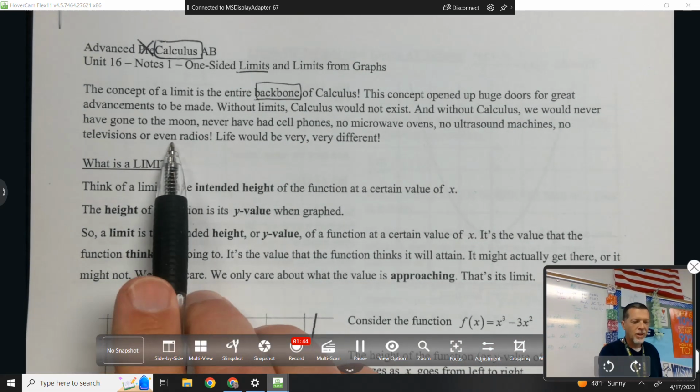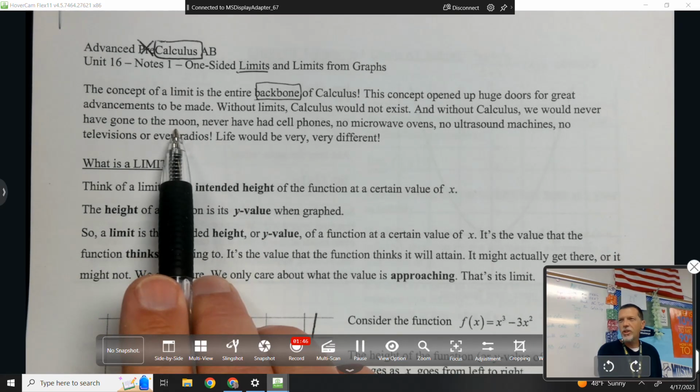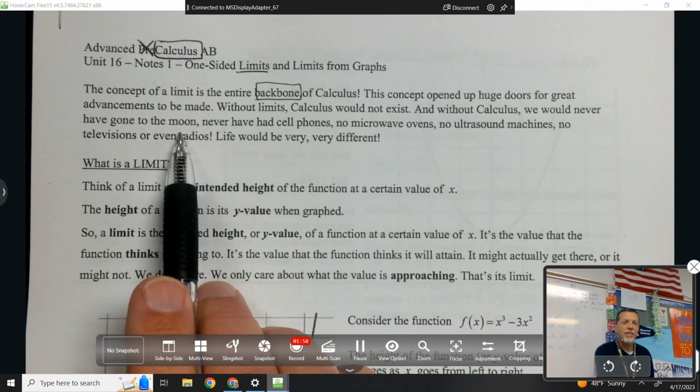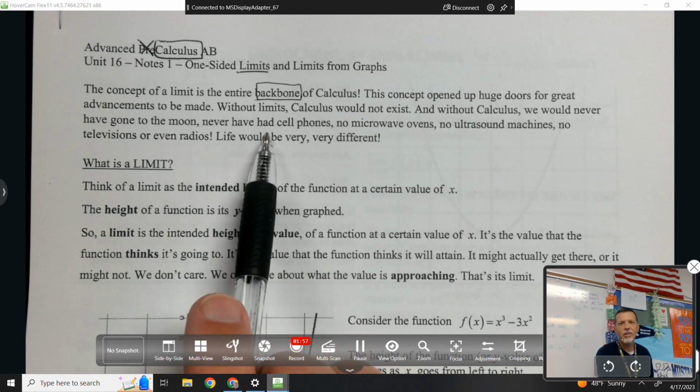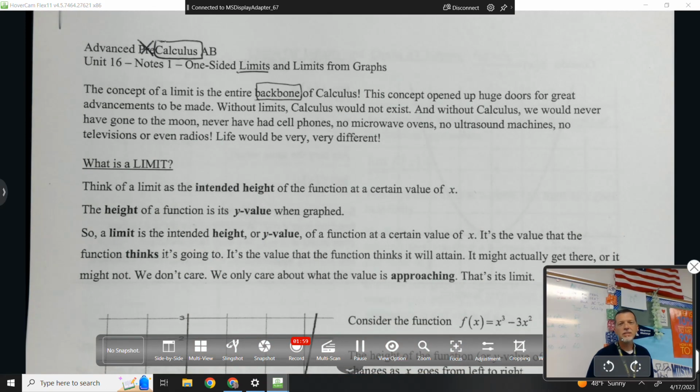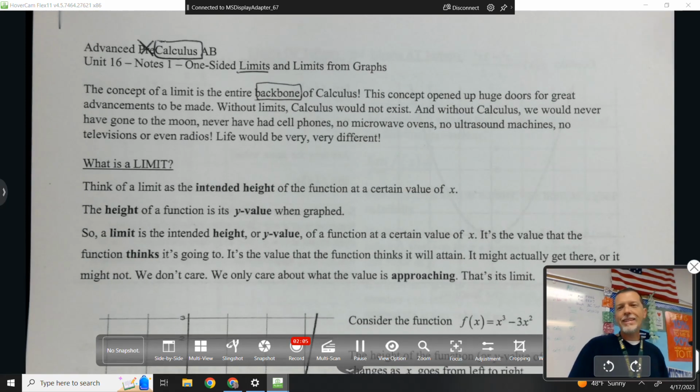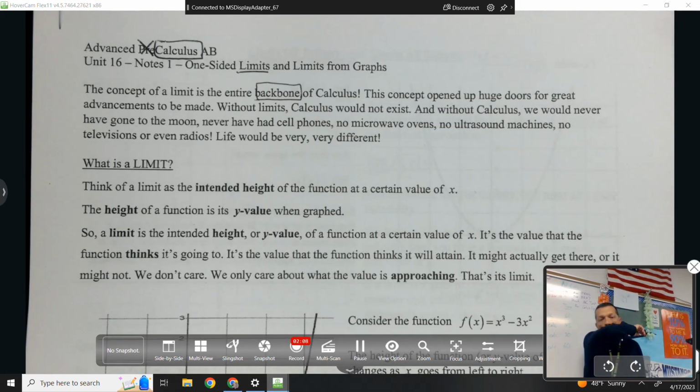Going to the moon. Have you watched the show Hidden Figures, that movie? Any of you? There's lots of math in there. There's only a few things that they reference by name that a calculus student might catch. But definitely lots of calculus going on in all of our technology. So pretty cool.